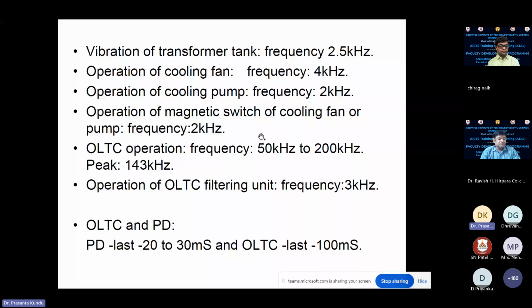compared to it. Whereas the OLTC, on-load tap changer operations, will give frequencies very close to the partial discharge frequency. So that is also classified based on the time domain. OLTC will have a longer duration of operation. So along with the frequency as well as time, we can identify whether it is a PD or a mechanical operation of some other object, like the OLTC. So the time difference is different. Partial discharge acoustic signals last around 20 to 30 milliseconds, whereas the OLTC will have a higher time.